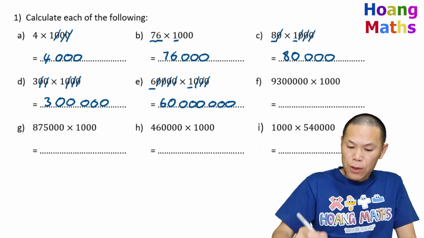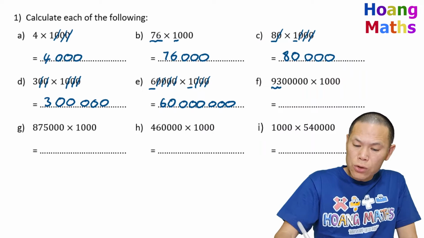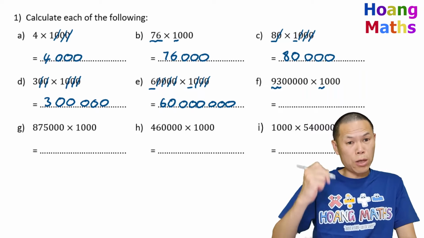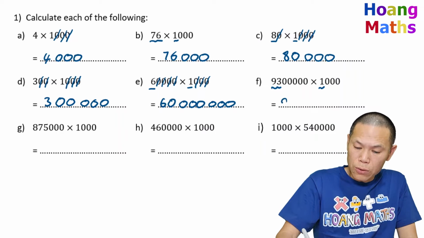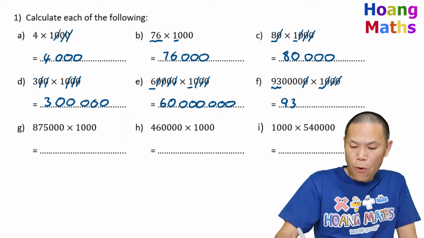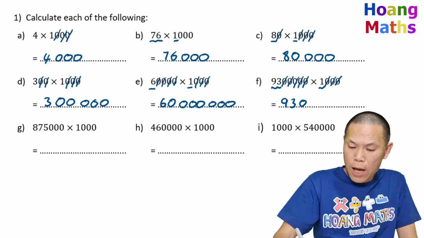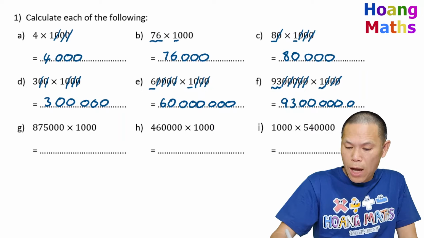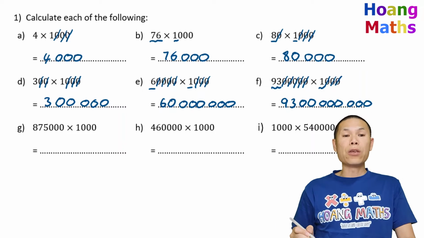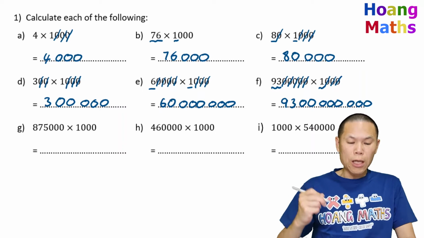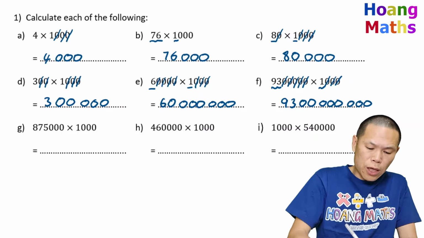Now part F. So we have 93 times 1, which gives me 93. And we have 1, 2, 3, 4, 5, 6, 7, 8, so 8 zeros. So we just write this down. So there you go. Part G. Again, we just need to think of this.